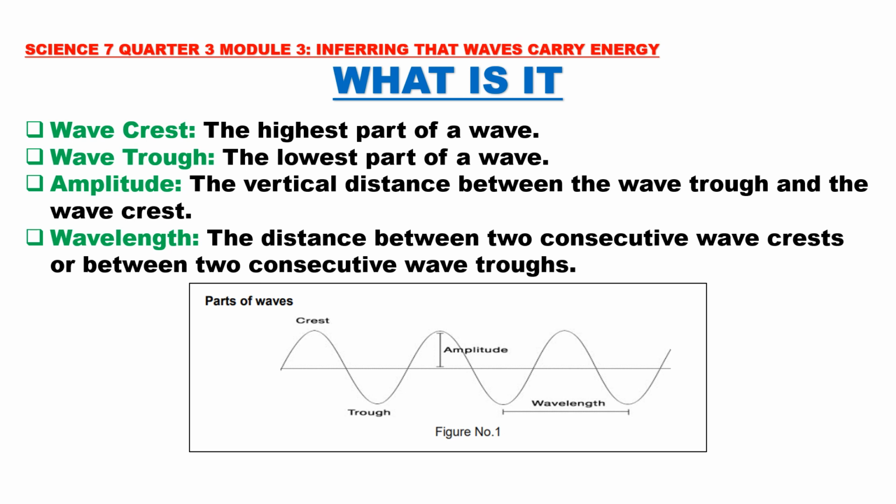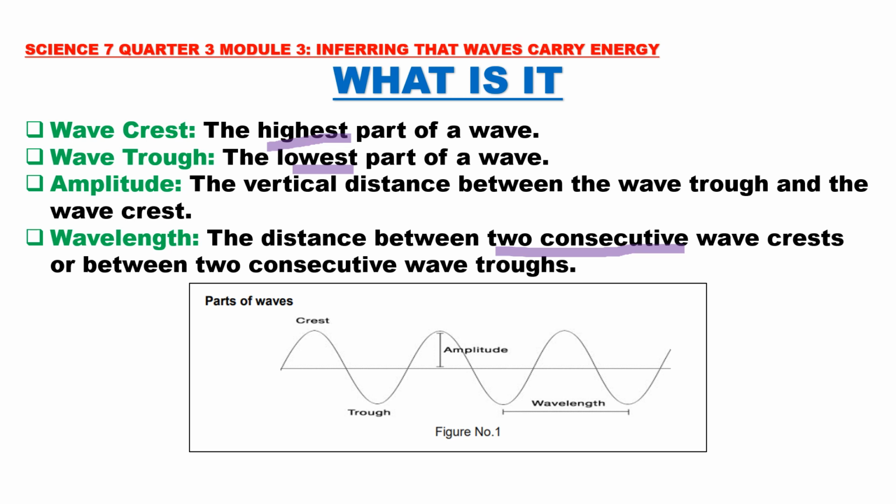So, let's discuss the definitions of each part of a wave. So, number 1, wave crest. Wave crest is the highest part of your wave. Wave trough is the lowest part of your wave. Amplitude, the vertical distance between wave trough and wave crest. Wavelength is the distance between two consecutive wave crests or two consecutive wave troughs.